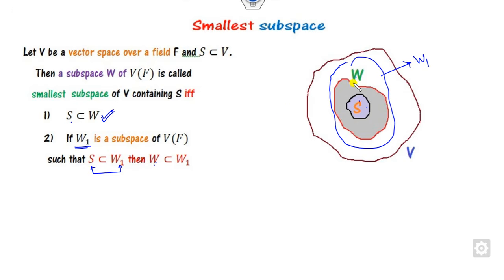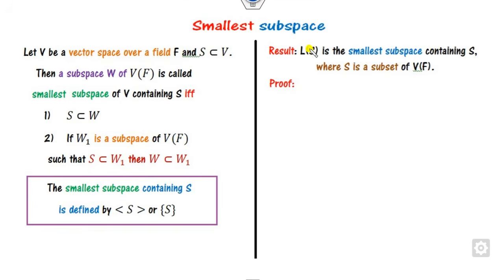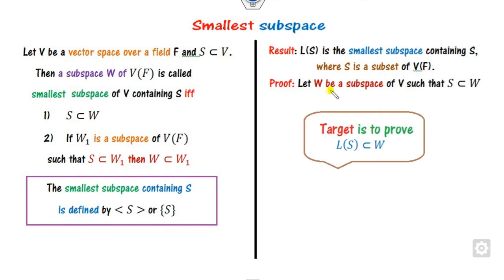So you can see W is the smallest subspace if it satisfies these two properties. It is denoted by either these curly braces or like here. Also, you can easily prove that the linear span, LS, is the smallest subspace of this vector space. So what is the meaning of that? Your target is to prove LS satisfies these two properties. How can you prove that? That's very simple. You can start with any W which is a subspace of V such that S is a subset of W.